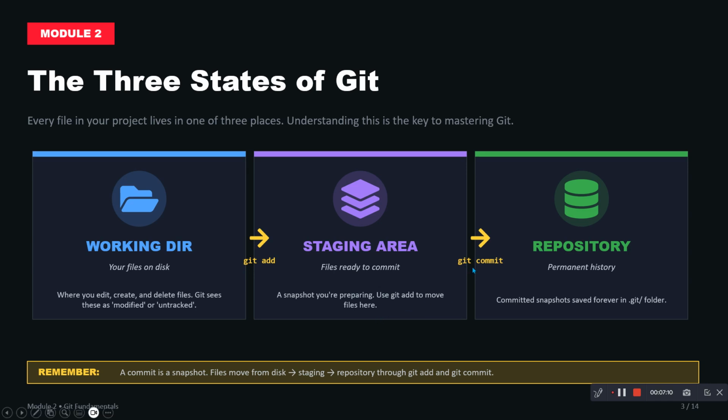Then we have git commit, where you will be permanently saving those files in your local repository, and unless and until you make any further changes, it will be saved. So a committed snapshot is saved forever in the .git folder.